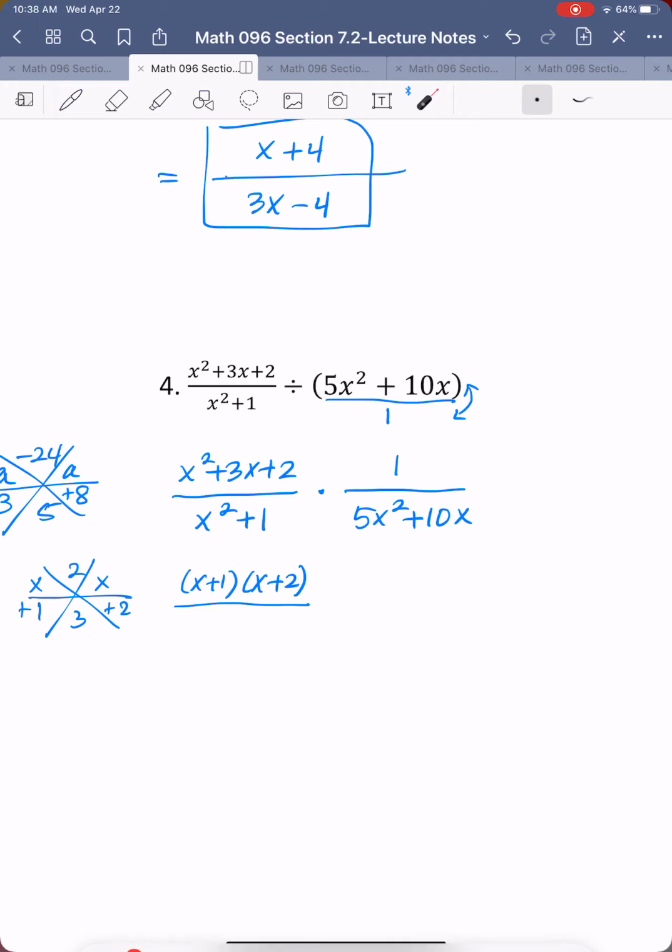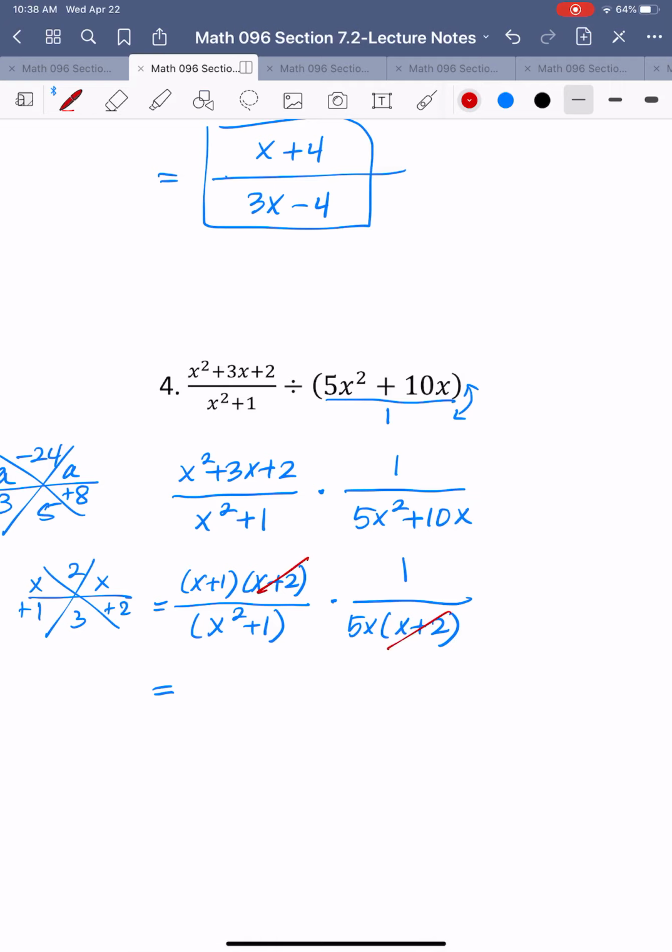And then the denominator x squared plus 1 is not factorable. If it's not factorable, just put the parentheses around to make it one term. And then 1 over the denominator 5x squared plus 10x, you just need to pull out the GCF, which is 5x. So x plus 2. And then it's time to cancel. So x plus 2 cancels out only. So what you see is x plus 1 times 1, which is x plus 1. I still see the 5x times x squared plus 1. And then there's no more cancellation.